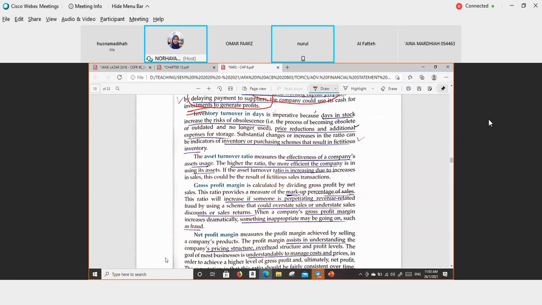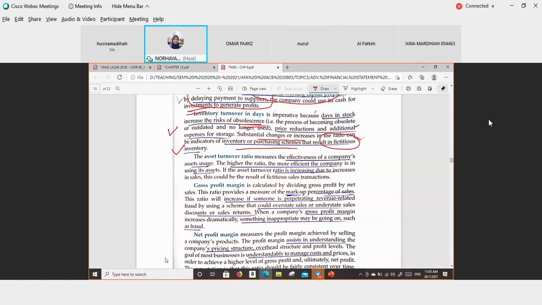Okay, lagi boleh baca kat sini inventory turnover number of days. Ini ialah dia punya movement of number of stock increase the risk of obsolescence. Katakanlah substantial changes or increase to ratio can be indicator of inventory or purchasing scheme. Misal fictitious inventory, ada yang mungkin dia reka lah. Fictitious inventory ni maknanya stok yang diada-adakan. Okay, stok yang diadakan contohnya you should have a write off the stock. Tapi maksudnya dia tak write off.